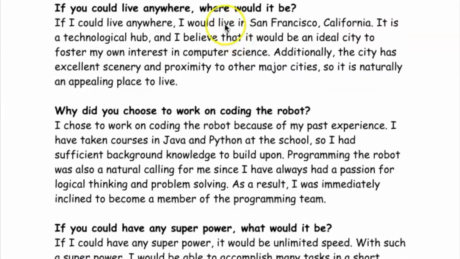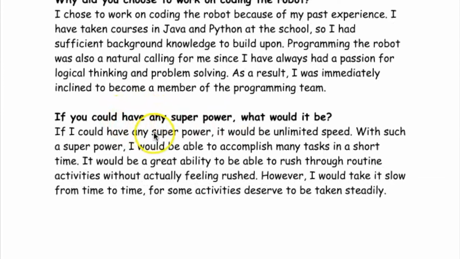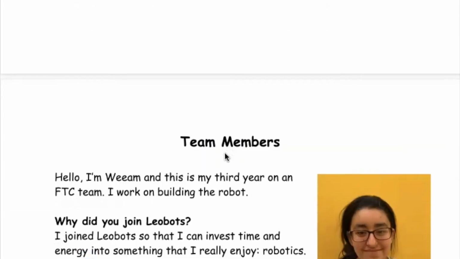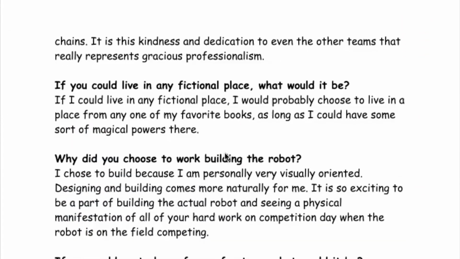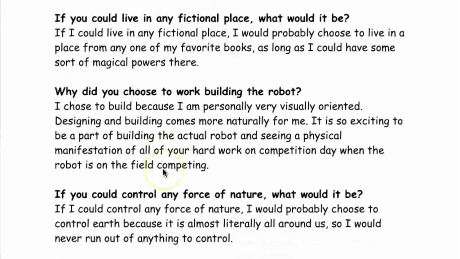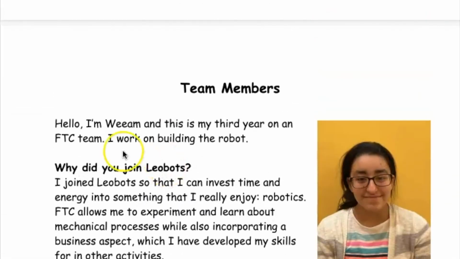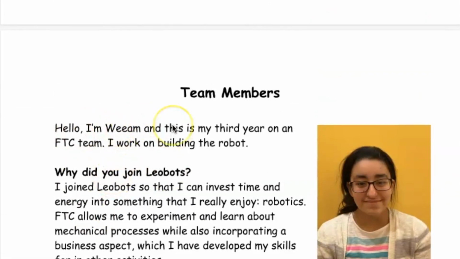And these are basic questions. If you could live anywhere, why did you choose to code on the robot? This person may have liked coding, Java and Python, so that's very important. And some basic questions: if you could have any superpower, what would it be? It can be anything, just to get on the side of the teammates. We included different questions, but the first couple of questions are the same, with an introduction.